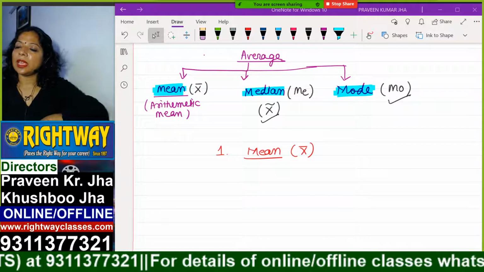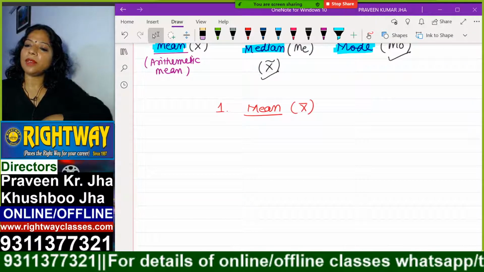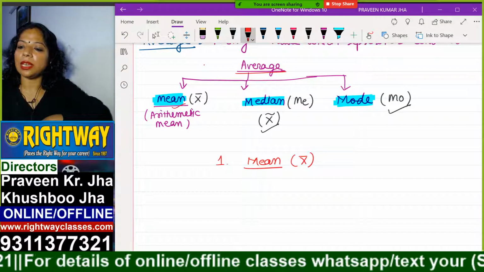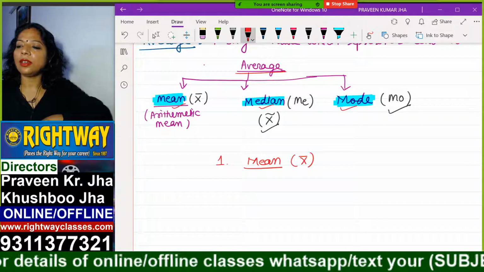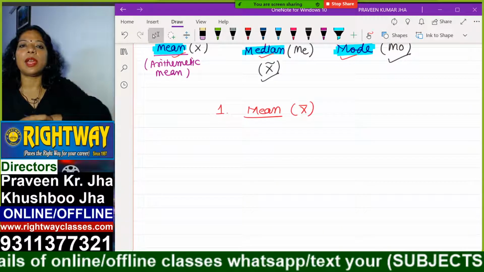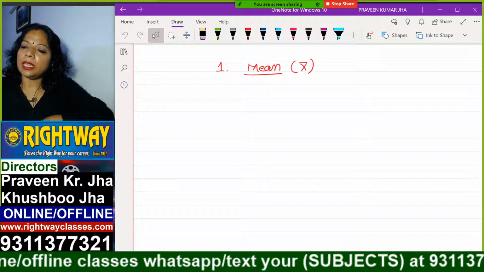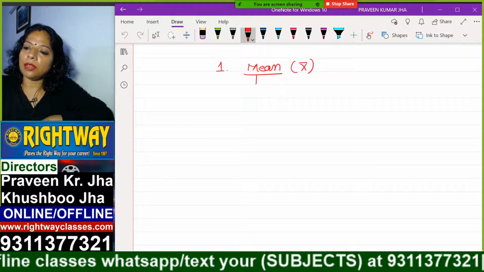Now see, mean. We are going to start with mean. Three types of averages we have to do: mean, median and mode. First of all we are going to start with mean. For mean, we have to read individual series.